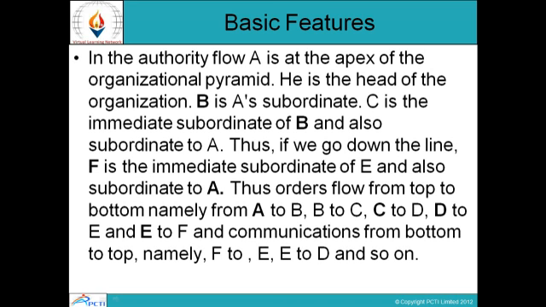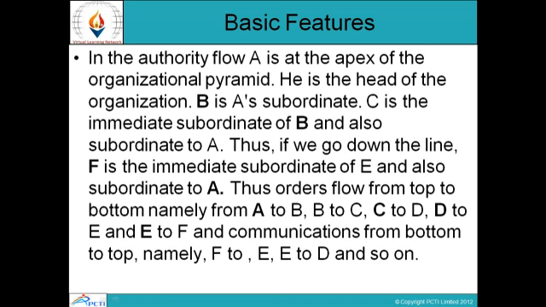C is the immediate subordinate of B. So automatically A is the head of C also. Thus, if you go down the line, then F is the immediate subordinate of E. Again, in the next line, F and E become subordinate and also subordinate to A. Thus, the order flows from top to bottom. When any kind of order flows from top to bottom, how will it flow? A to B, B to C, C to D, D to E, E to F.